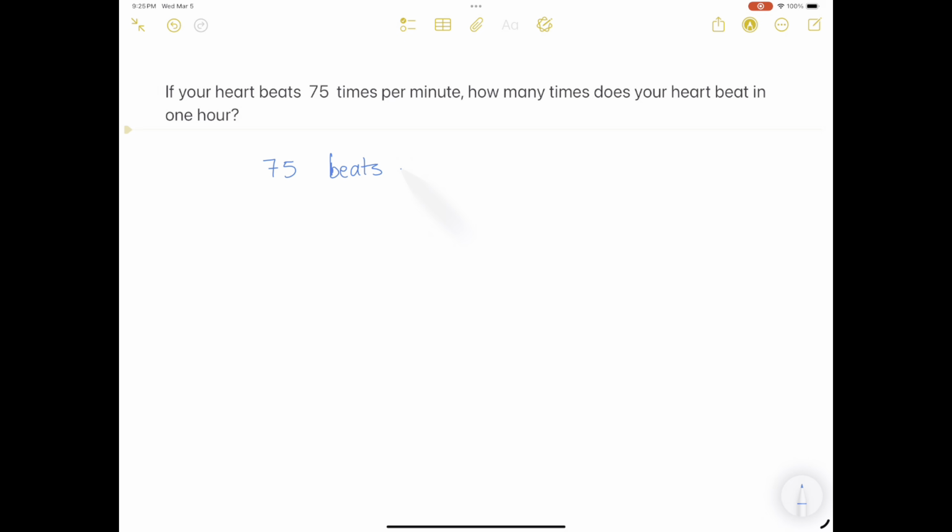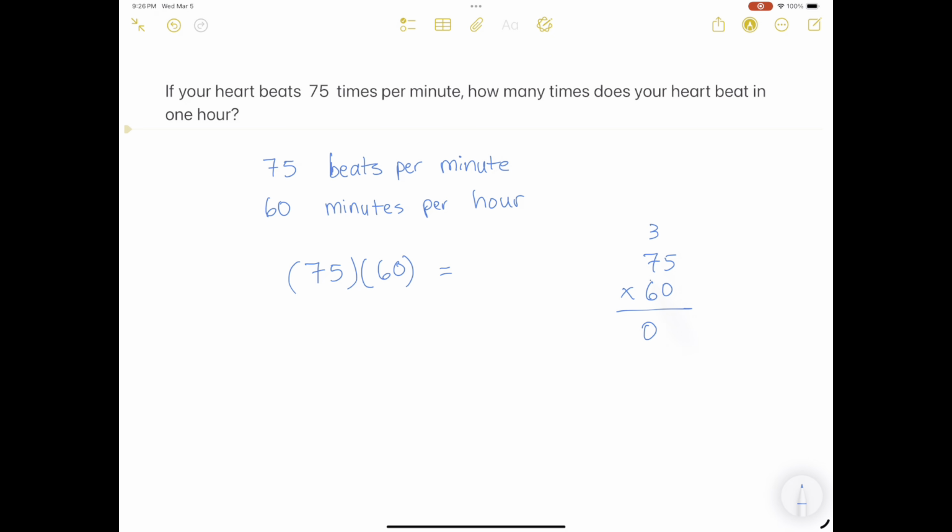If your heart beats 75 times per minute, how many times does your heart beat in 1 hour? This problem I cannot draw a picture of, so I will just write down the facts of the problem: 75 beats per minute and 60 minutes per hour. So to figure out how many times my heart beats in 1 hour, I will multiply 75 beats per minute times 60 minutes per hour. 75 times 60, I do that calculation on the side and I work it out to be 4,500.